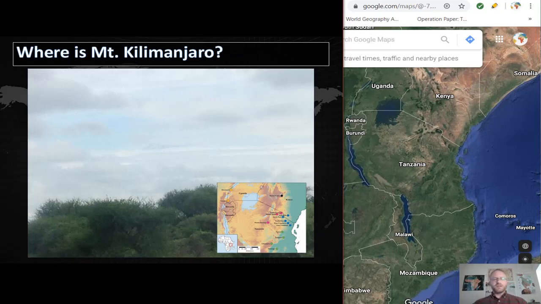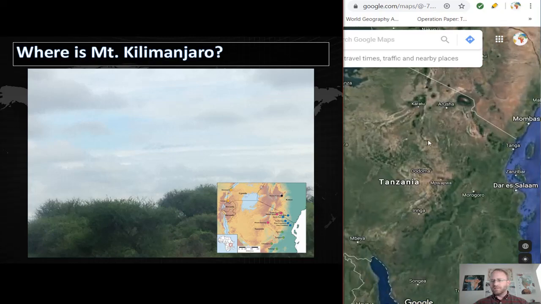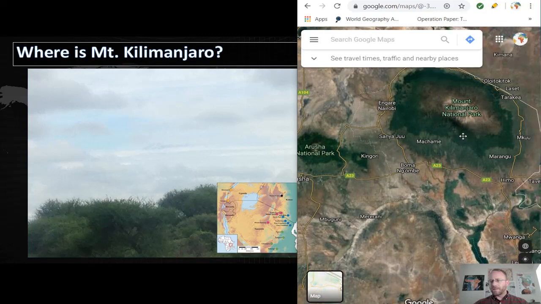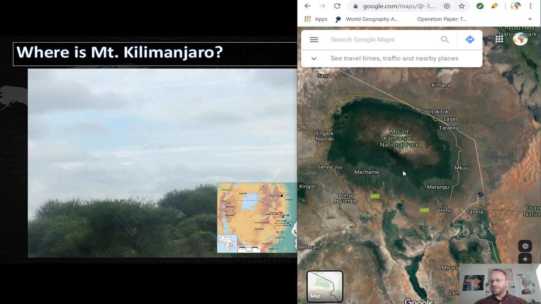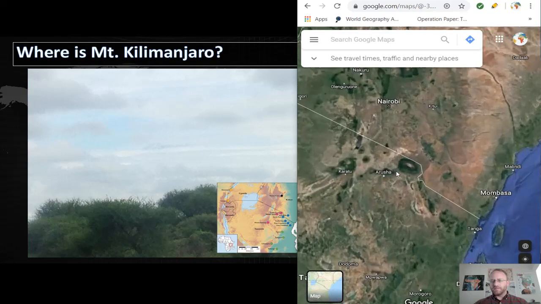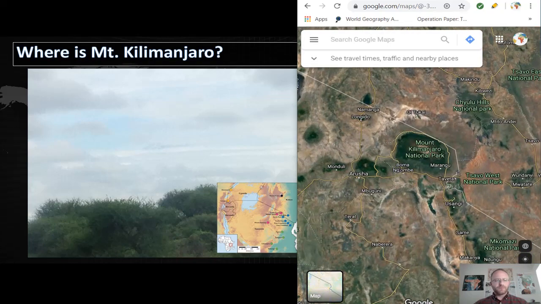Another important feature caused by seismic activity in East Africa is the largest mountain in Africa, Mount Kilimanjaro. This mountain sits on the border of Tanzania and Kenya and is approximately 19,341 feet above sea level. We can find this here. There is Mount Kilimanjaro. And as we zoom back out, you can see it on the border of Kenya and Tanzania.